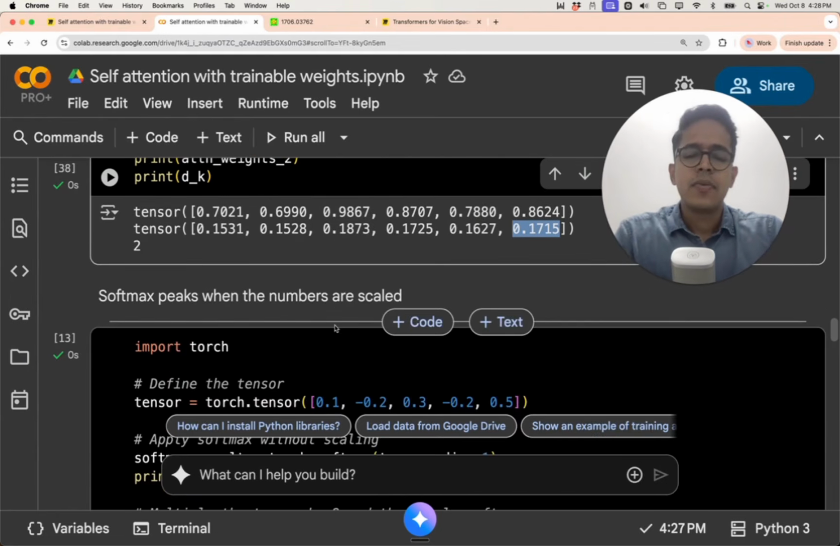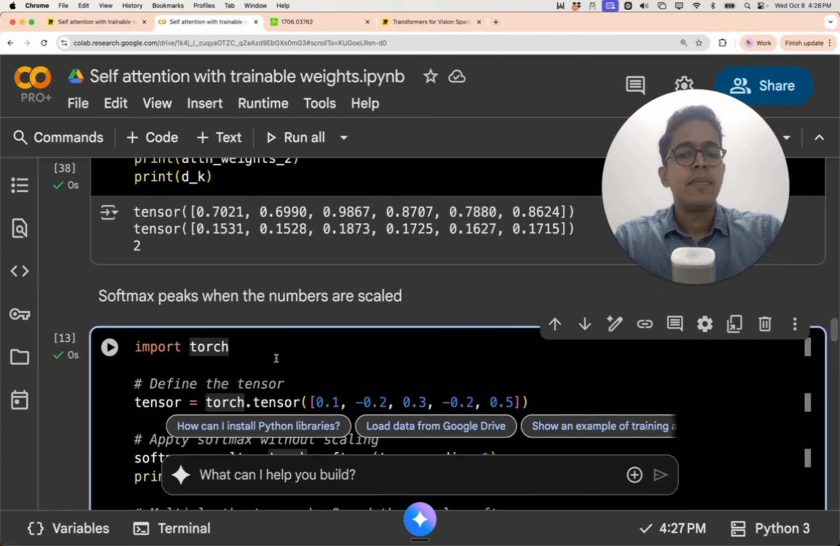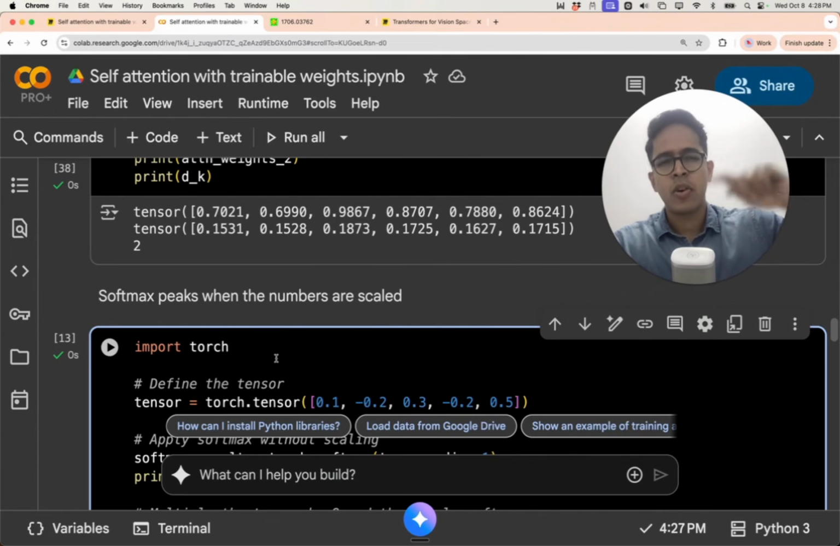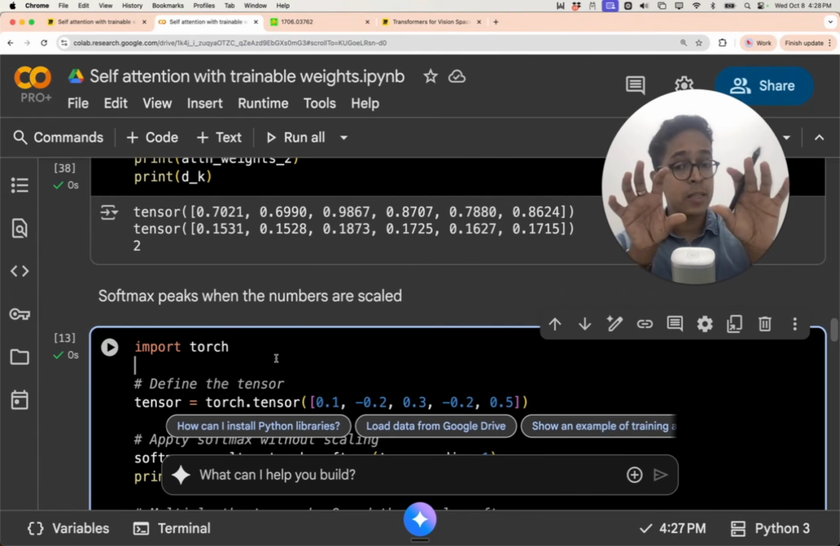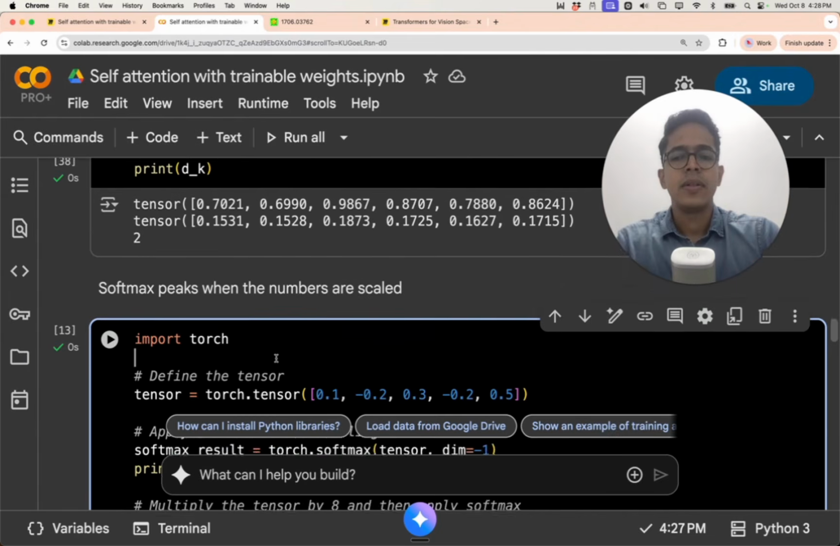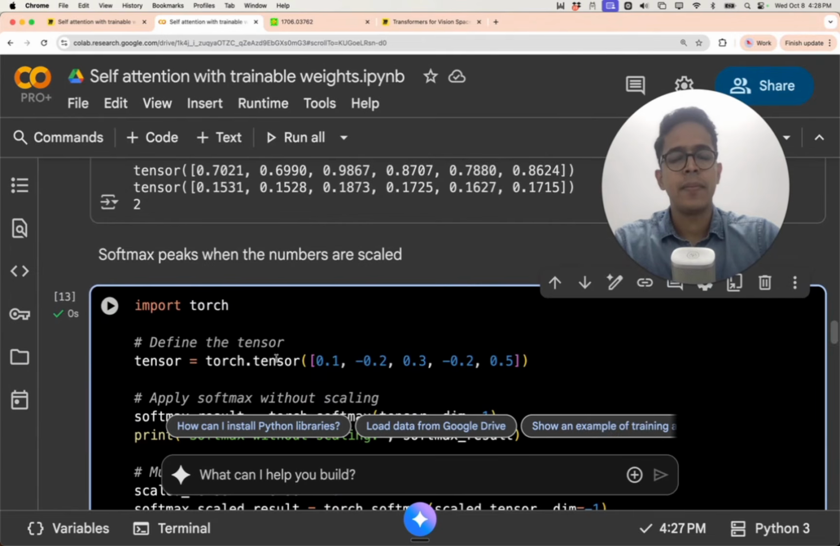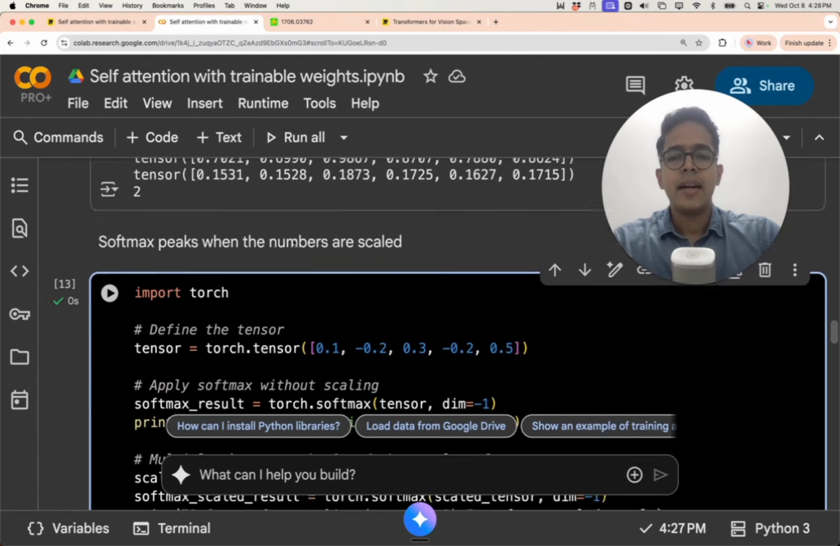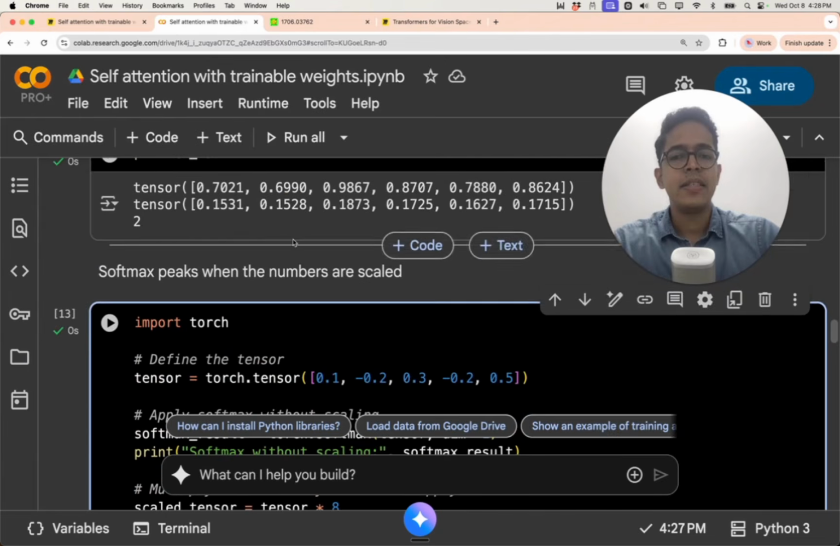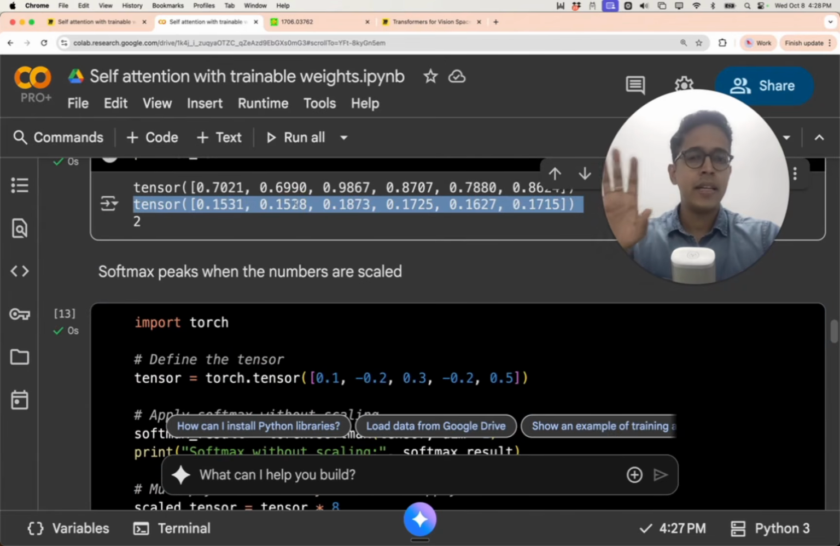We already discussed why we are dividing by square root of d, for two reasons. One is softmax. We don't want the softmax numbers to peak. And second is we want the variance of the dot product between query and key transpose, which is basically the attention scores. We want the variance of those numbers to be close to 1. So that's the reason why we are dividing by square root of d. Now that we have the attention weights, we just have the attention weights for big. We don't have the attention weights for all tokens yet.